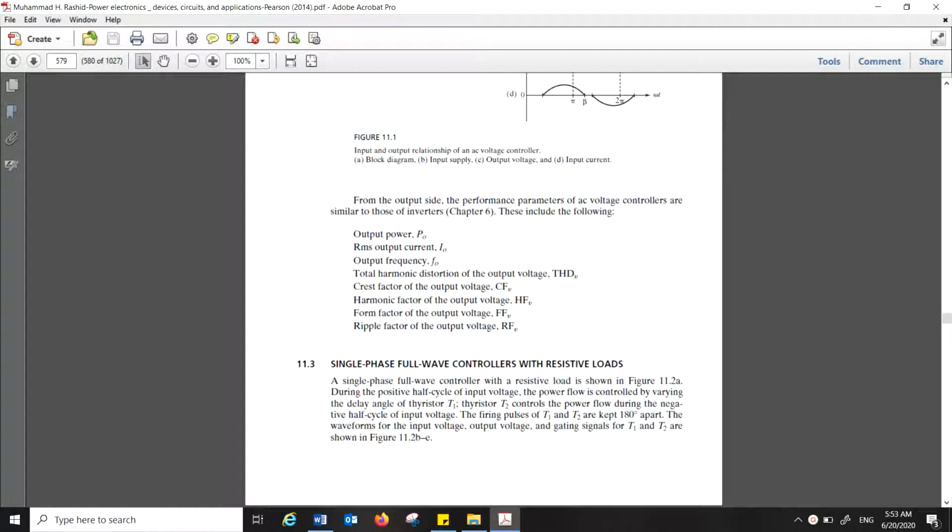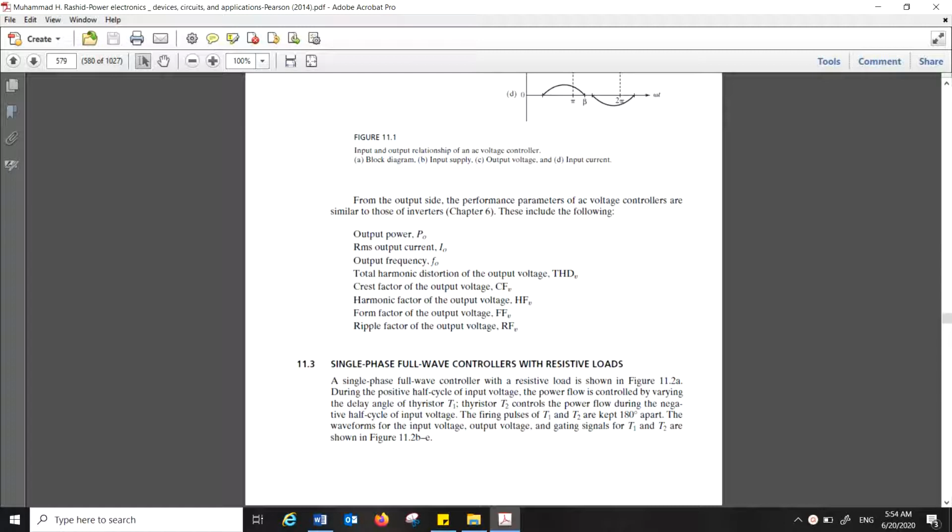Bismillahirrahmanirrahim. In the previous class, we were discussing the AC. We have introduced the AC to AC converters, which are called AC to AC controllers in this book. We are discussing a single phase full wave controller with a resistive load.